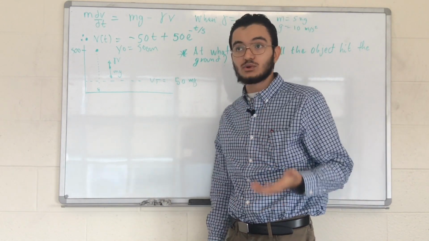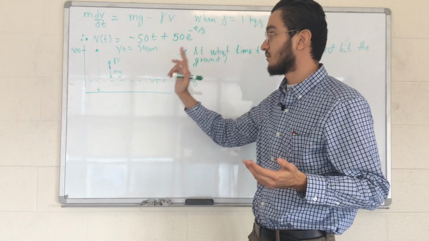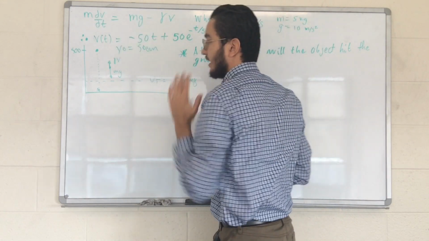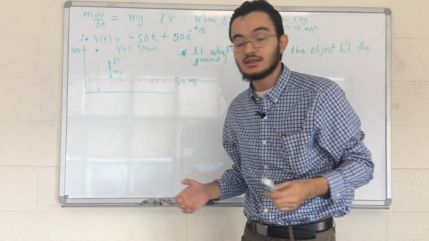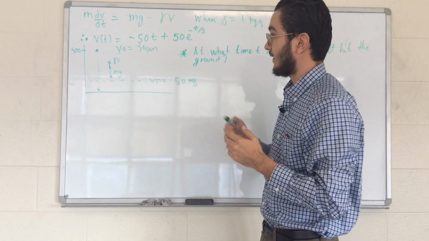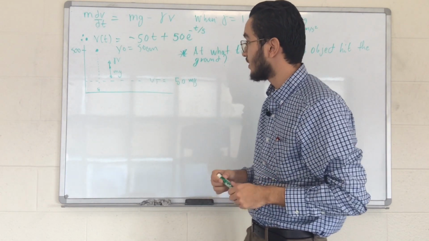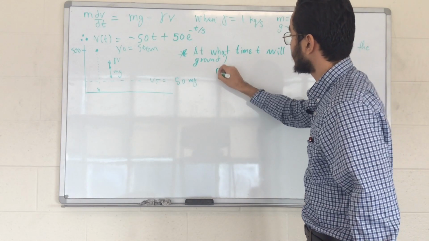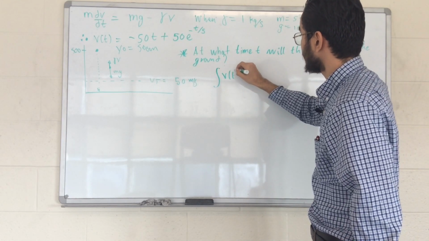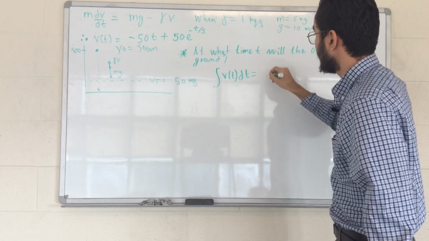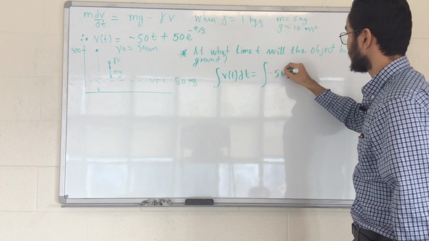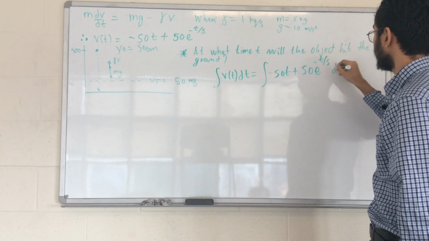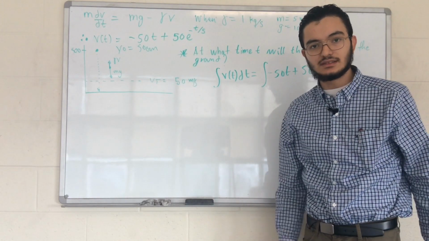Because really, it works for equations of this form. When we solve this, what we do is, because we know we have a velocity function, we just integrate, right, in order to make it a position function, because we are going to solve for the time given the initial position. So let's go ahead and integrate the velocity function. So the integral of v(t) dt equals the integral of minus 50t plus 50e to the negative t over 5 dt. These are indefinite integrals.